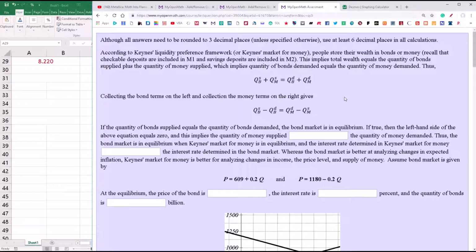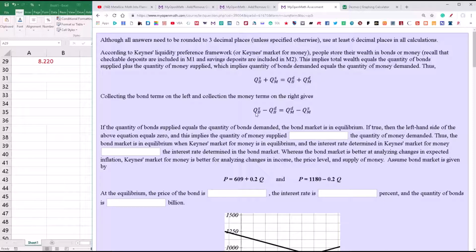We're going to revisit the Keynes liquidity preference framework, but this time with an open market purchase from the Fed. Again, in his framework, people can store their wealth in bonds or money. So we have the quantity of bonds supplied and the quantity of money supplied, equal to the quantity demanded for bonds plus the quantity demanded for money.